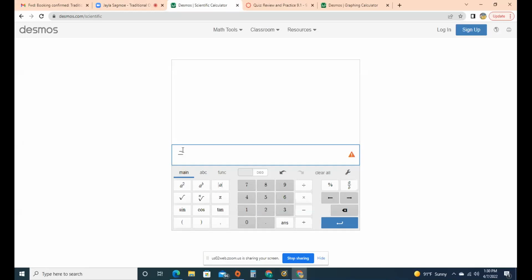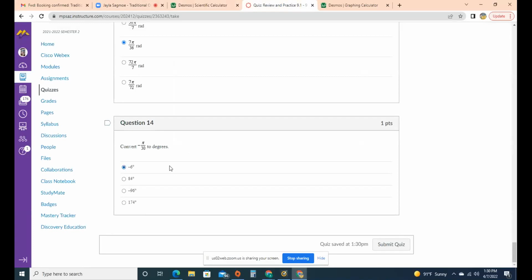Yeah, so it's negative pi divided by 30. Okay, and then you go to the right there and you multiply, and you need another fraction. So that's 180 divided by pi. There it is. Yes. So if you know what to enter, you can use this tool to figure out the correct answer. That is correct on that one.